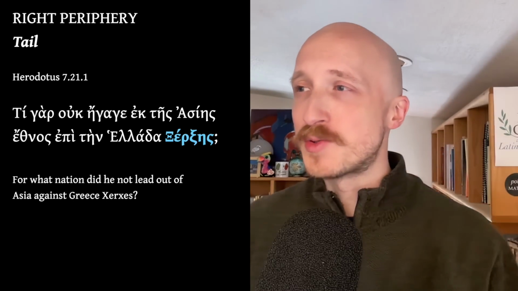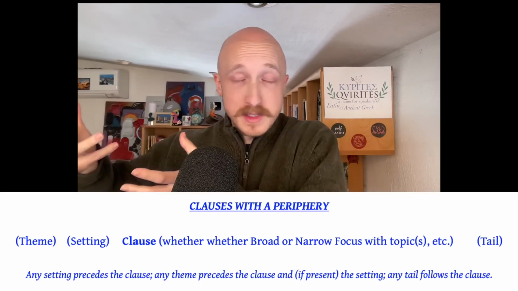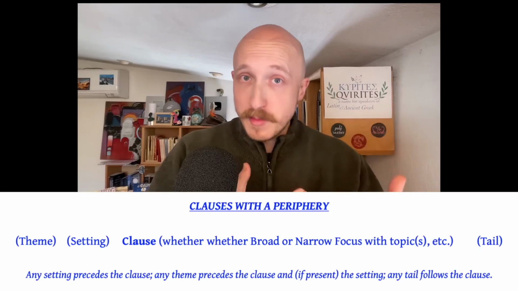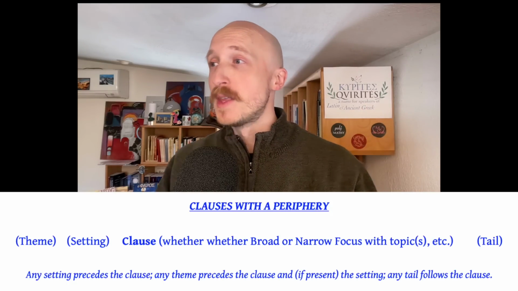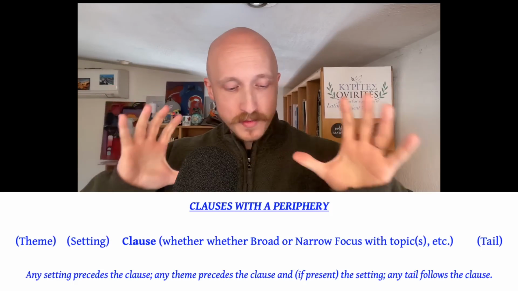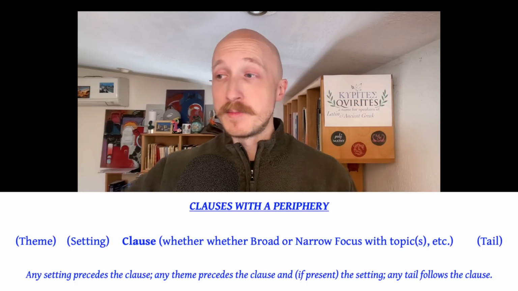Thus, the whole structure that we get, the clauses with periphery, we have a theme, as for this thing. And then you can have a setting, time expression, connector of some kind, genitive absolute, and then your clause with all of the broad focus and narrow focus formulae that we saw earlier, followed finally by a tail.